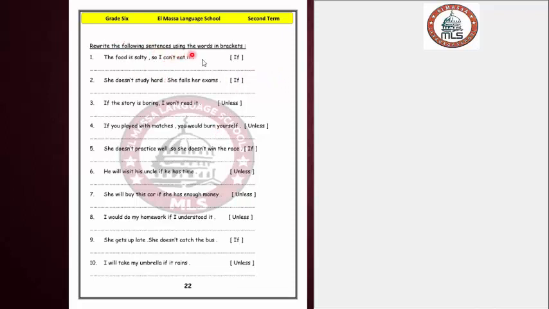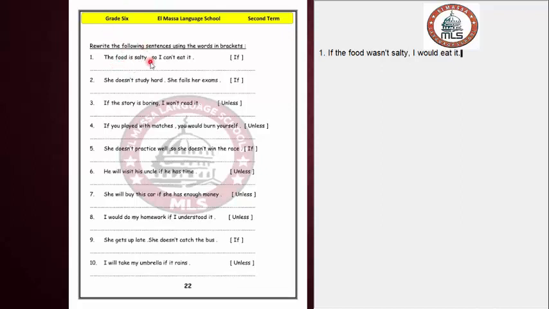Rewrite the following sentence using the words in brackets. The food is salty, so I can't eat it. Use if. We can say that, number 1, if the food wasn't salty, I would eat it.